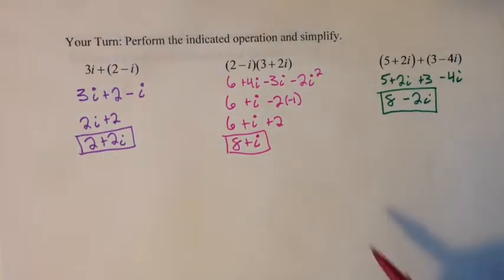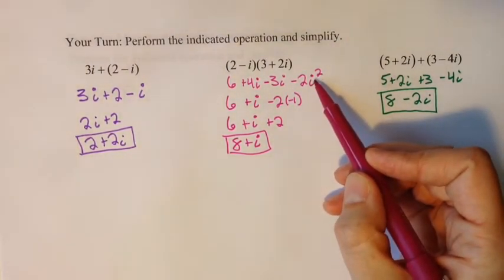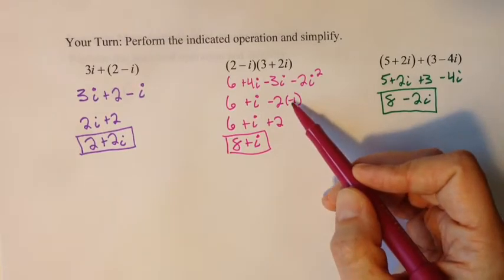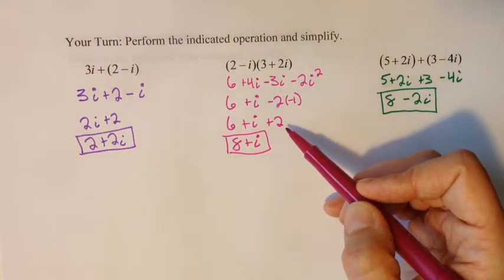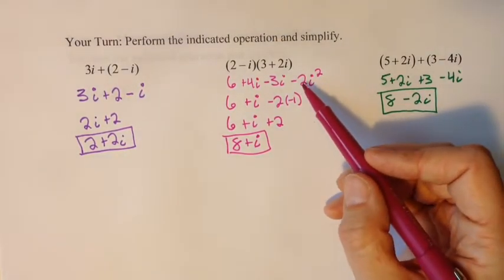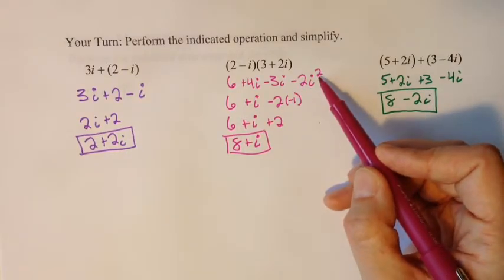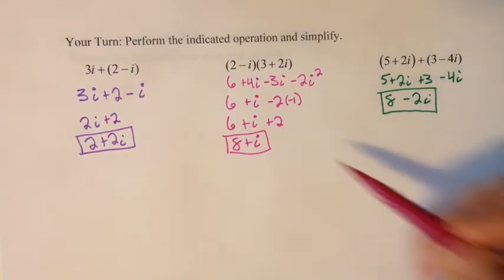Now I have a tendency to write down this step where I go from i squared to negative 1 and then finally to swapping the sign. However, if you feel comfortable, you can go straight from negative 2i squared to plus 2 if you want to.